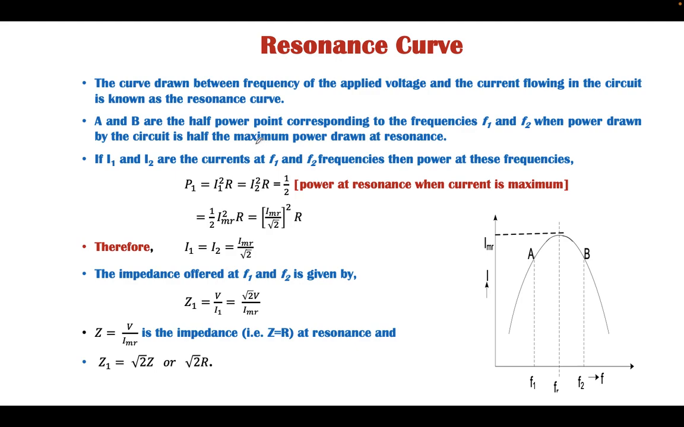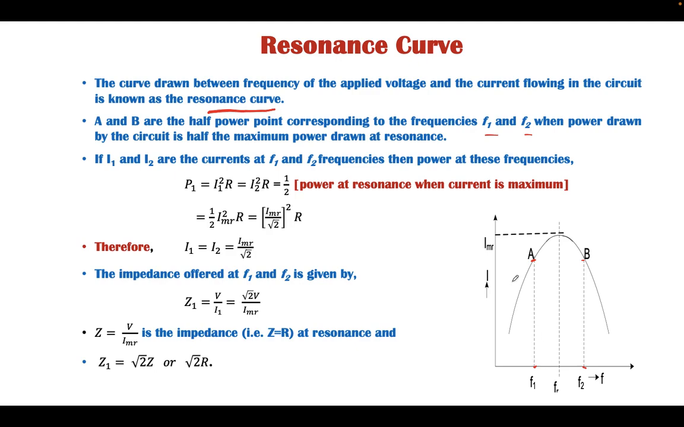Resonance curve: the curve drawn between the frequency of the applied voltage and the current flowing in the circuit is known as the resonance curve. A and B are the half power points corresponding to the frequencies f1 and f2. These are the points A and B corresponding to frequencies f1 and f2.